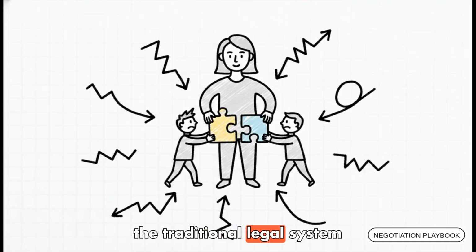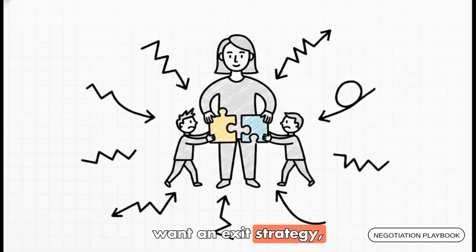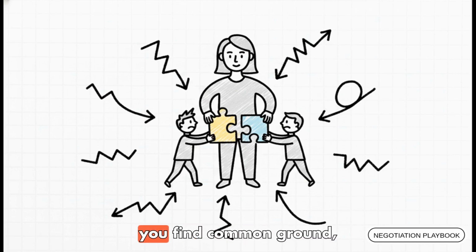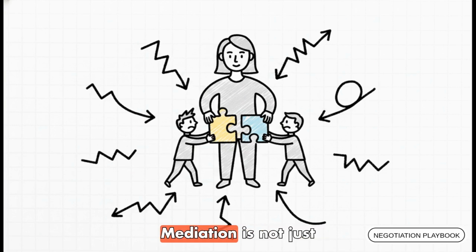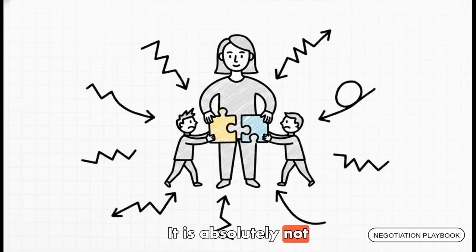You know, the traditional legal system is basically a giant maze where costs just skyrocket and the stress takes a massive toll on everyone involved. When people want an exit strategy, they naturally turn to mediation. It's efficient, it's relatively low cost, and a trained professional steps in to help you find common ground, usually by focusing on mutual gains. But here is the catch, and a lot of people get this wrong. Mediation is not just one standard cookie-cutter process. It is absolutely not one-size-fits-all. And that leads us straight into the 7 distinct styles of mediation we're covering today.